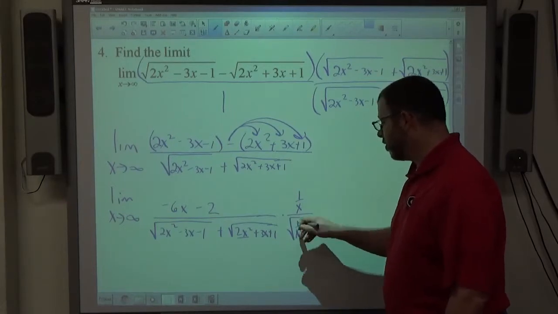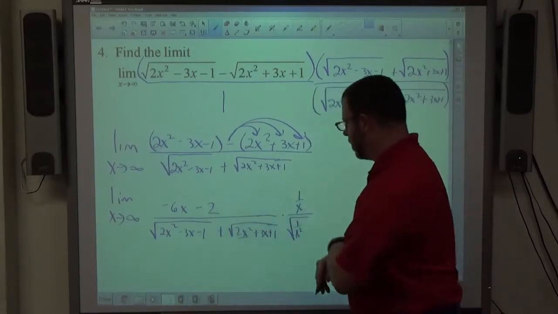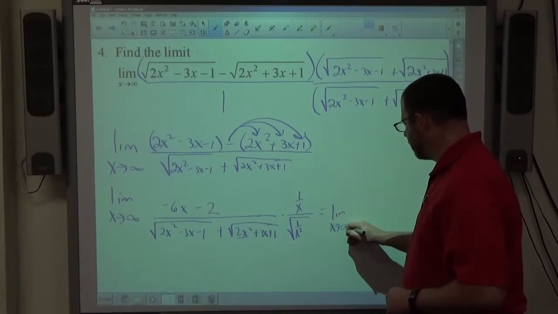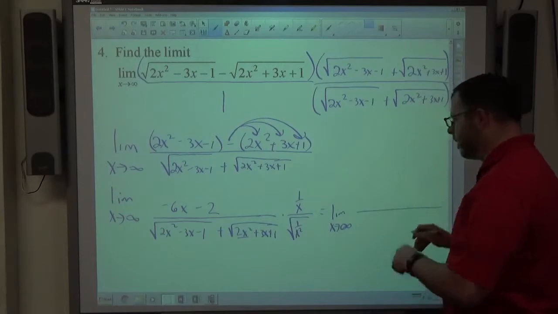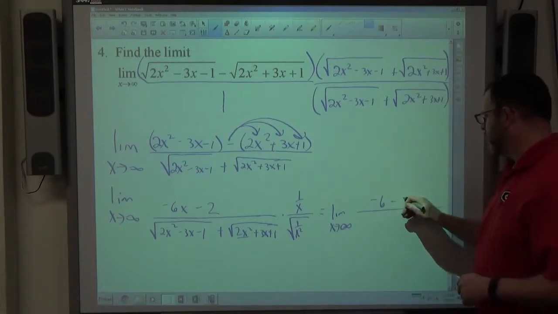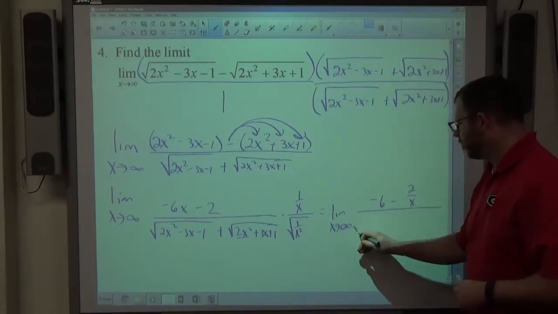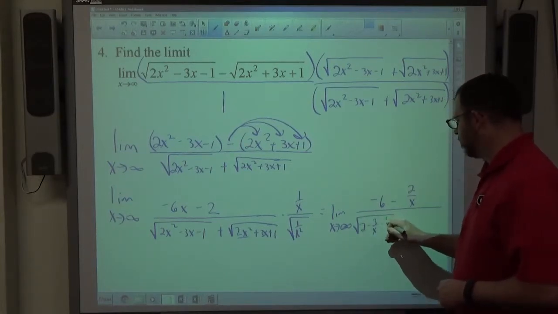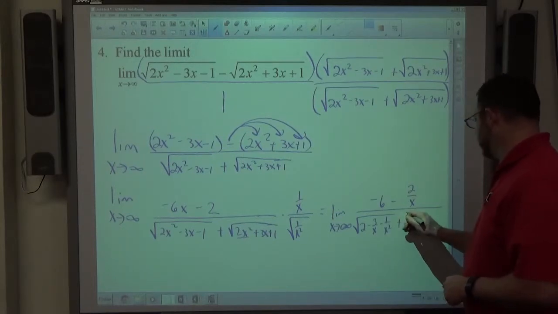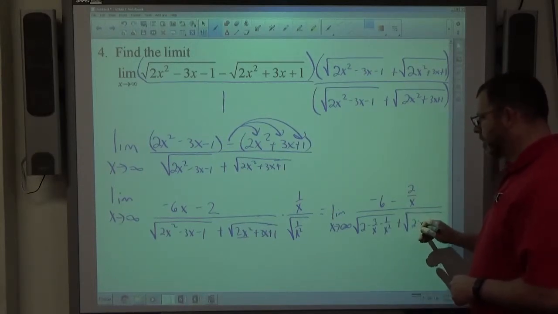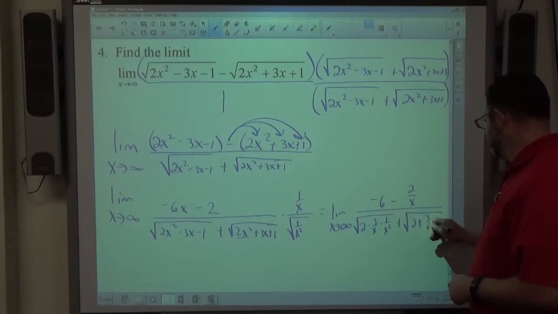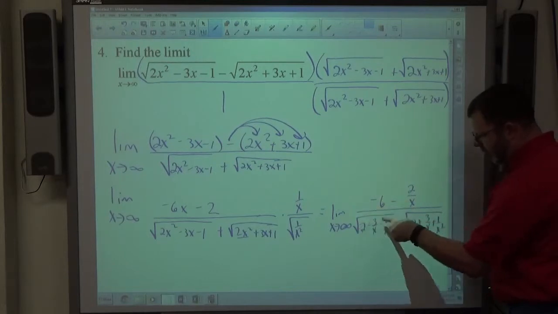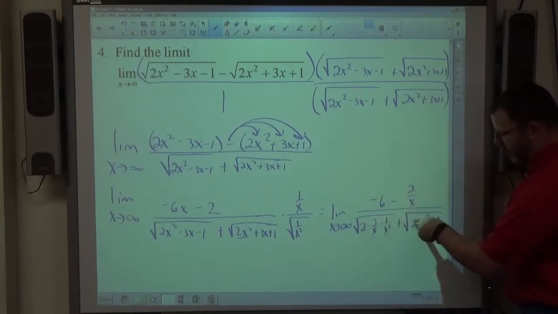But again, on the bottom it's going to be the square root of 1 over x squared, since I'm multiplying by square roots. That gets me limit as x is approaching, sorry, infinity, of negative 6 minus 2 over x over the square root of 2 minus 3 over x minus 1 over x squared plus the square root of 2 plus 3 over x plus 1 over x squared. And at this point we've created whole number structures, or integers at least, and then numbers over x.